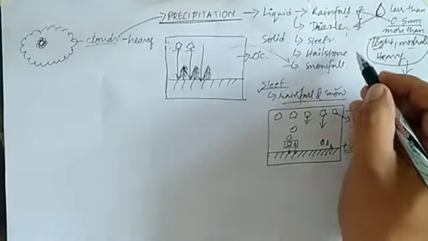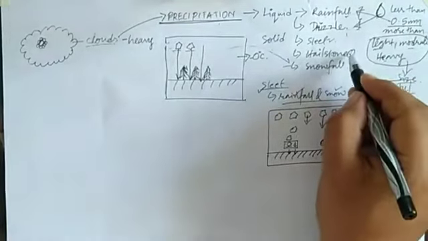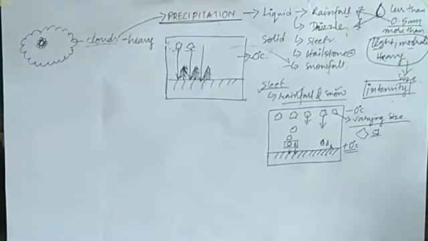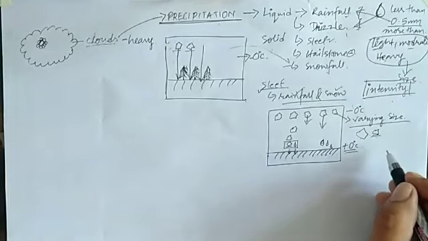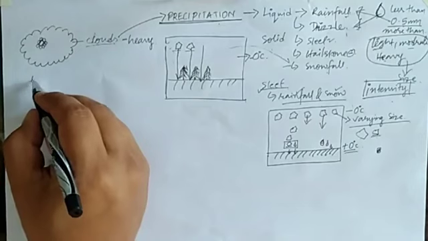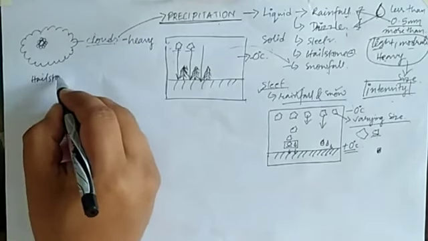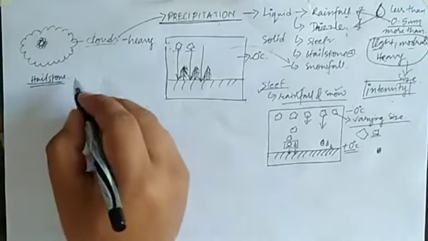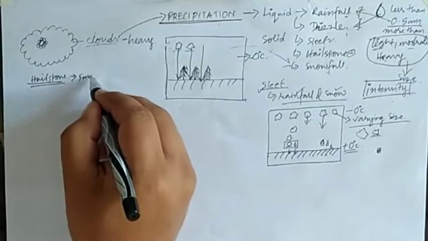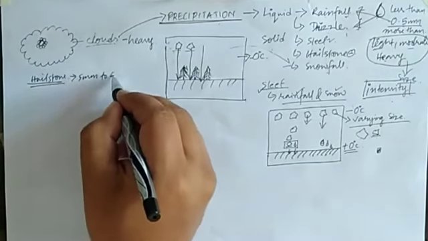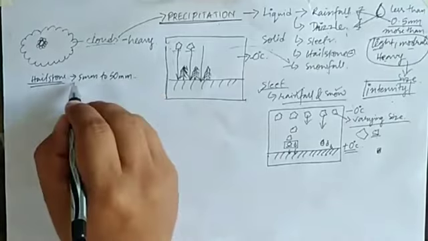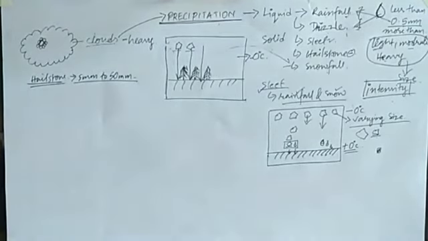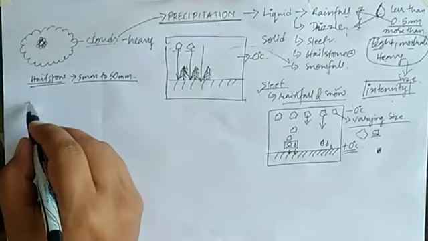Now the next is hailstones. Hailstones, we all know, we all have experience of them, isn't it? Hailstones differ from size to size. They may vary in size from 5 millimeter to 50 millimeter.